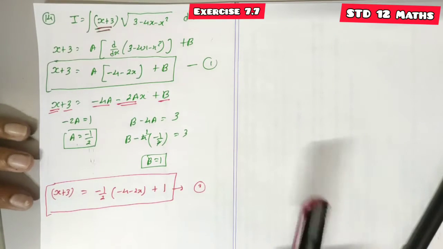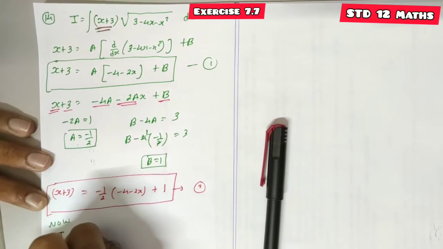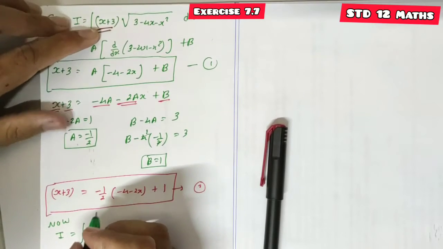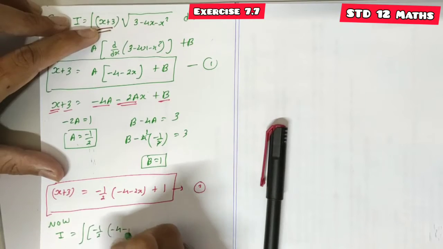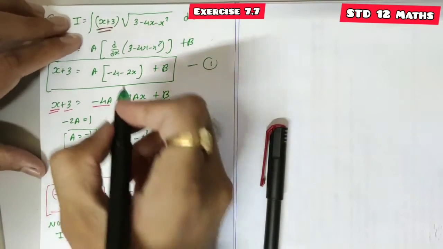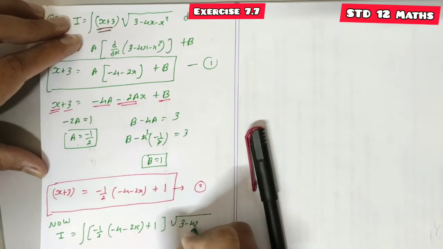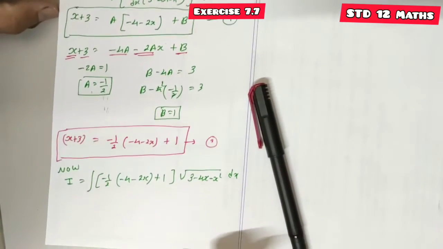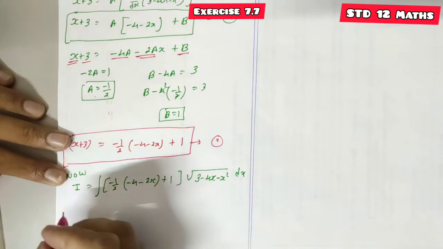Done. So our integration I is, बस इतना ही नहीं आता, बाकी सब आपको आता है. x plus 3 is minus 1 by 2 into minus 4 minus 2x plus 1, है ना, ये x plus 3 हुआ, into this entire square root 3 minus 4x minus x square into dx. सेपरेट करके लिखें. So this is I.